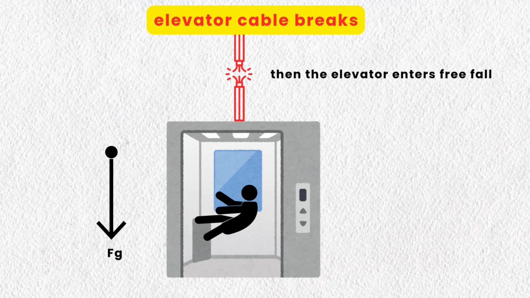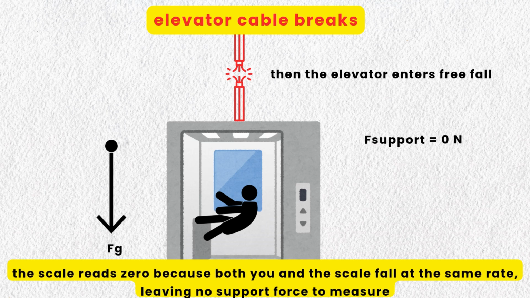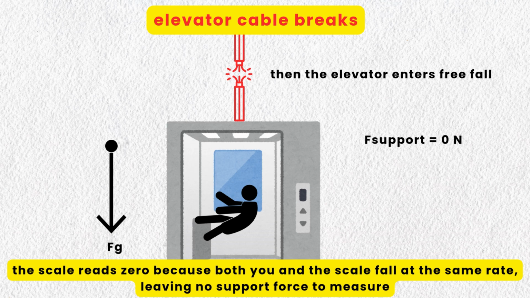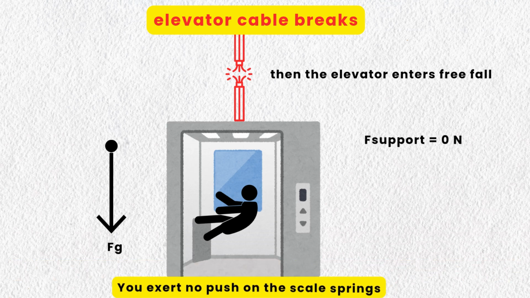If the elevator cable breaks and the elevator enters free fall, the scale reads 0 because both you and the scale fall at the same rate, leaving no support force to measure. You exert no push on the scale springs, and at that moment you feel weightless.